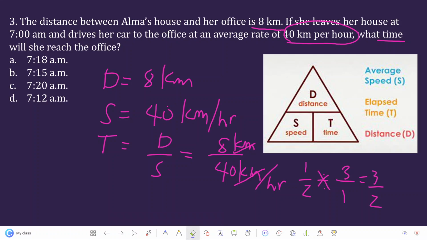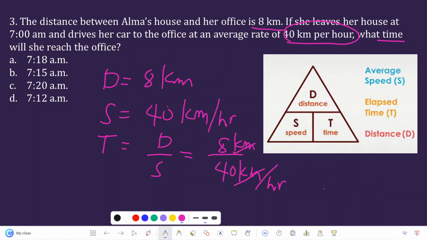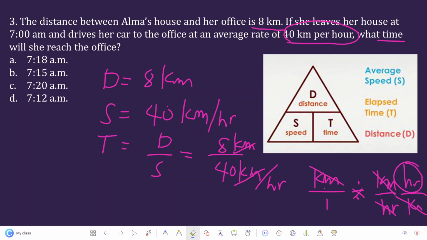So kung sa kilometer per hour naman, you have here your kilometer over 1. Pwede mo isulat na ganyan. And then divide. This is divided by kilometer per hour. So you invert this, magiging hour per kilometer. And you can cancel this. And what we will be left with is the hour. Okay? So, ngayon, alam mo nang nasa tamang direksyon ka kasi oras ang hinahanap sa problem.